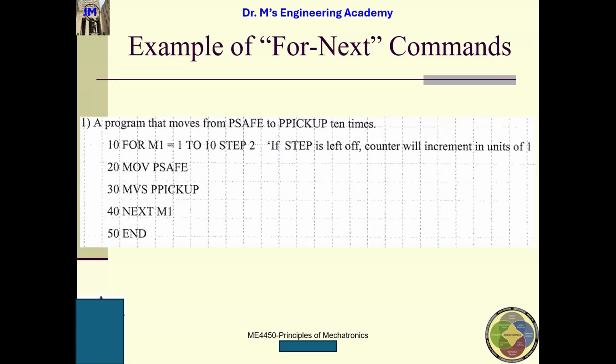You understand? And for this loop, what I want to do for each of these iterations is move to the P safe, and then move in a straight line to the P pick up, and then next M1. So I'm going to do these two in multiple times. For this case, we have 1, 3, 5, 7, 9, so 5 times to move to the P safe and then move to the P pick. Any questions regarding this command?